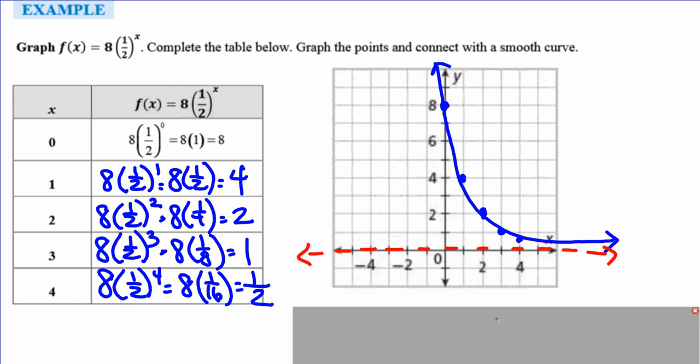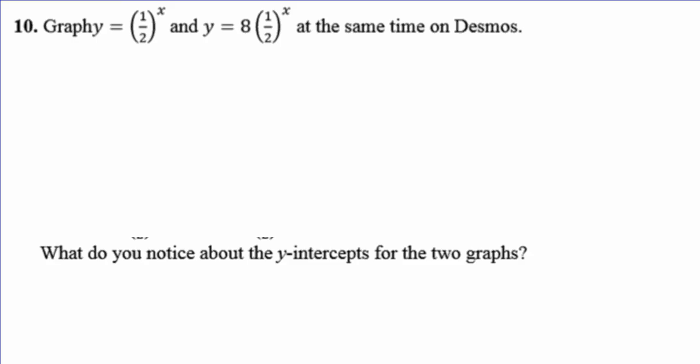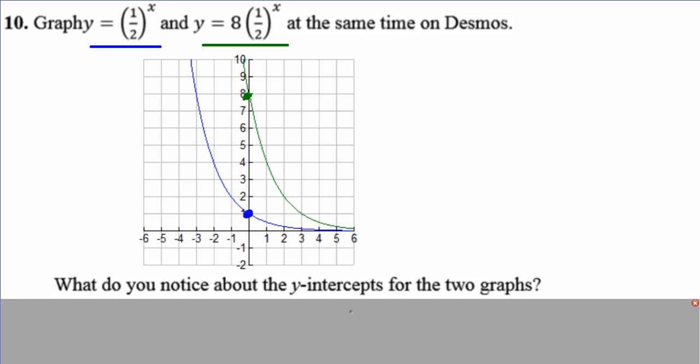Well, keeping that one in mind and thinking back to what the graph of y equals 1/2 to the power of x looks like, what do you notice about the y-intercepts for the graphs? We'll give you a moment to make sure you're looking at those two functions on Desmos to compare the y-intercepts. If you look, the graph of 1/2 to the power of x has a y-intercept at (0, 1), and the graph of y equals 8 times 1/2 to the power of x has a y-intercept at (0, 8).